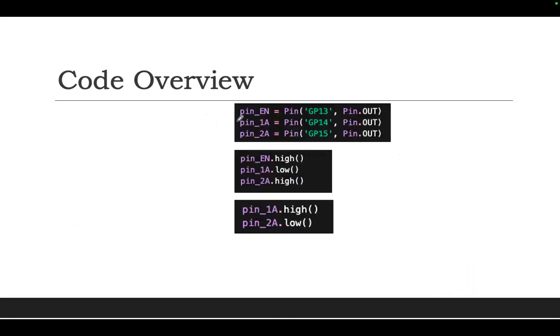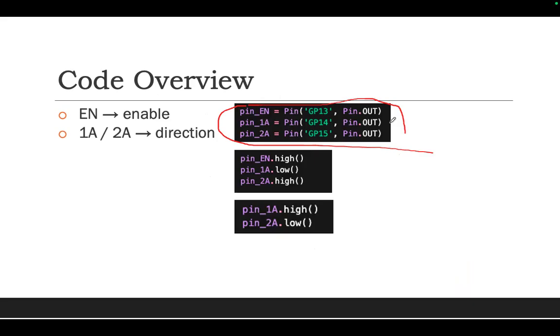Let's do a code review. These are the 3 pins you will use, because for challenge 1, I just let you observe one motor and learn how to control its direction. One pin is for enable, and the other two are for the 2 different directions, input 1 and input 2. This one is enable, making this side work, and then 1A, 2A is the direction.